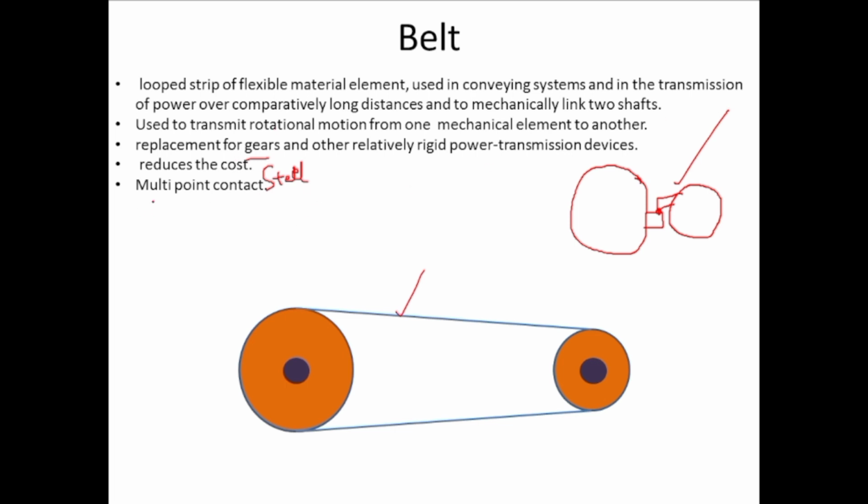But in this case, this belt is multi-point contact. Helical gears can also be multi-contact, but at the start it will be point contact, then gradually the contact will start increasing to a line contact. So belt is multi-point contact.